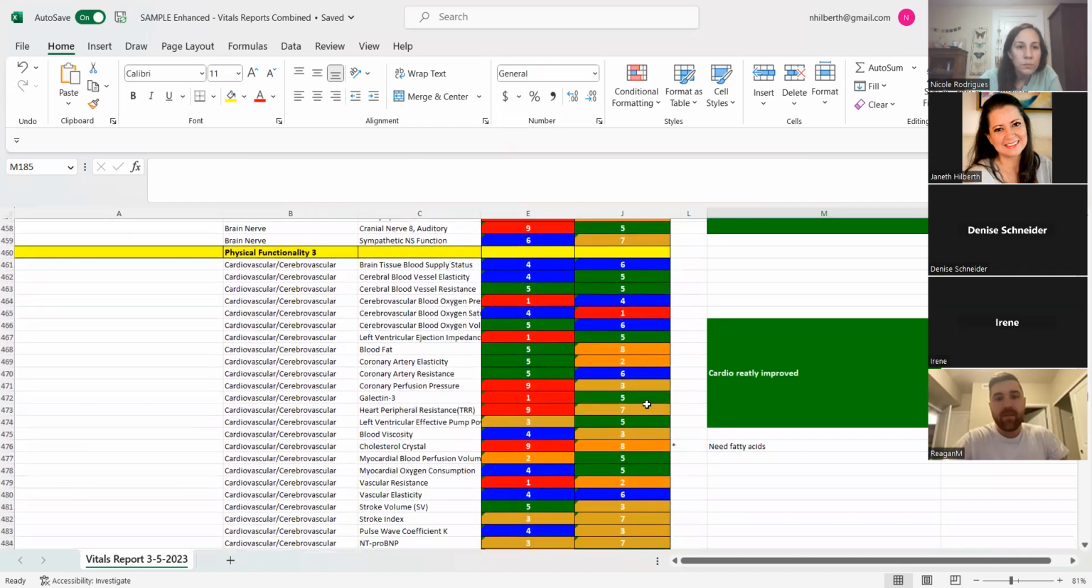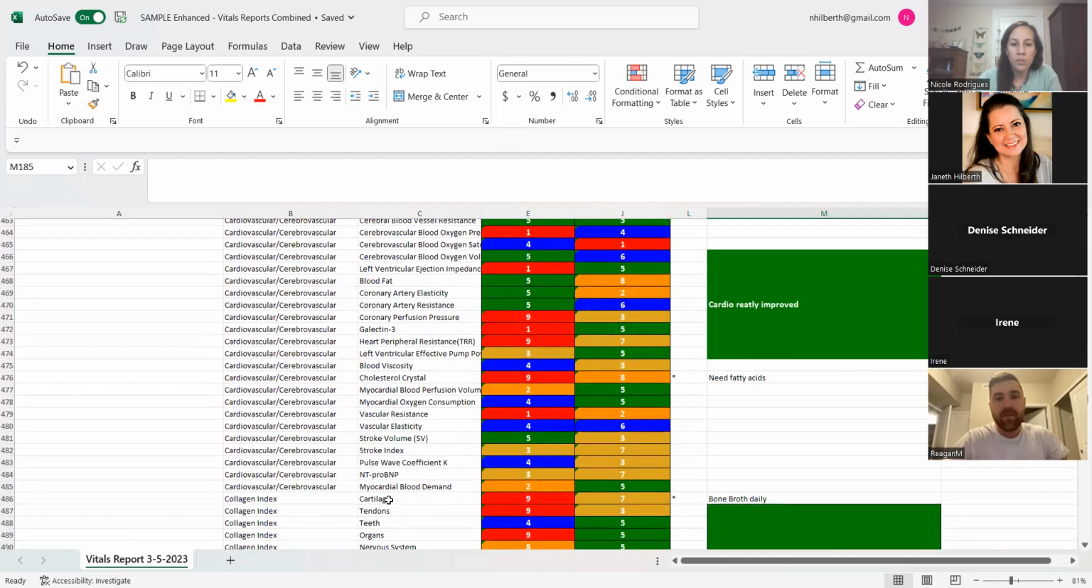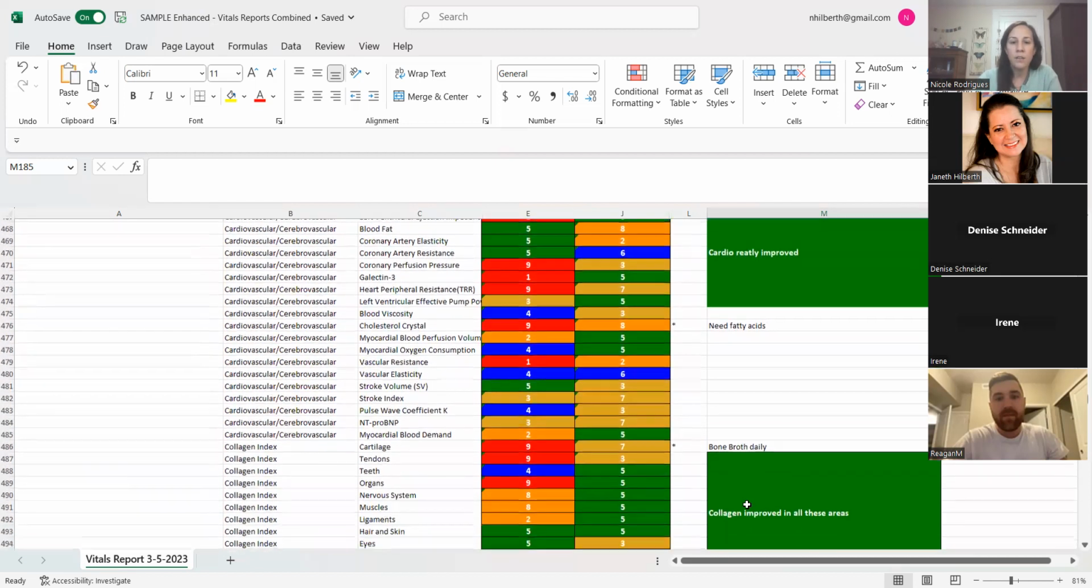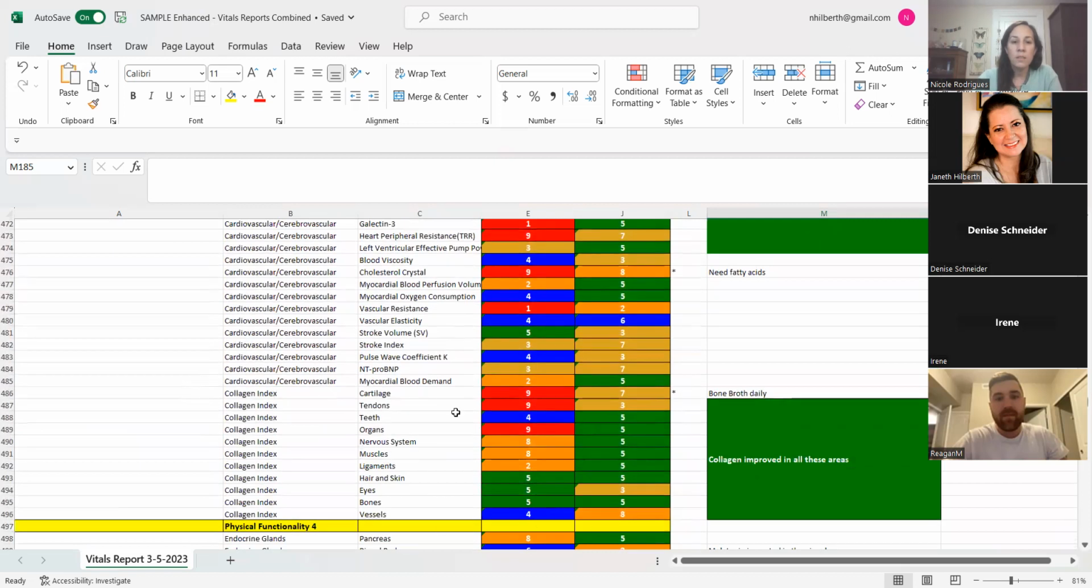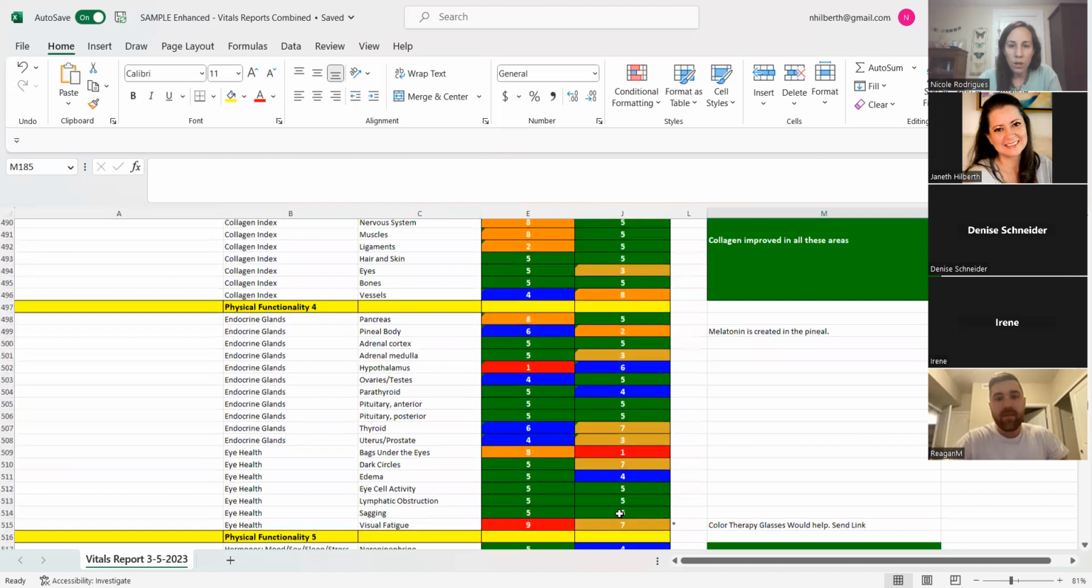Okay, so physical functionality, when we get down to here, this is the cardiovascular area. A lot of these did improve. The fatty acids would help, especially the cholesterol crystal. That would help it to improve. Cartilage again came up, so we want to flag the bone broth. But his collagen in all of these other areas here definitely improved. So that was very cool to note.